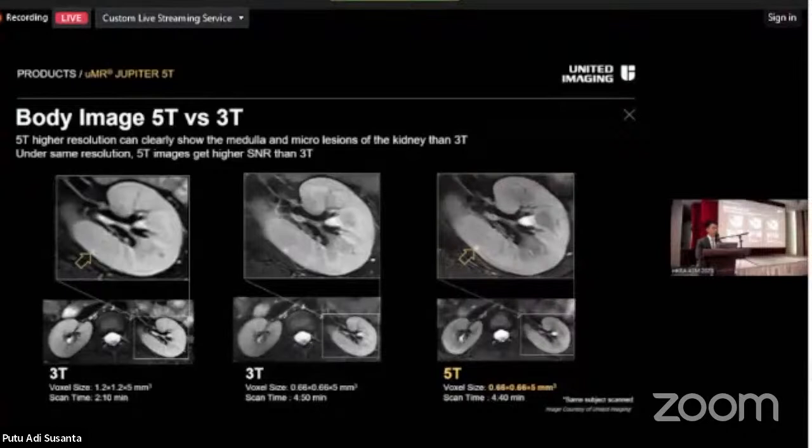If we perform the same examination, again on the same subject, at 5 Tesla, we can be very positive of the lesion because of the SNR gain, and the boundaries are more clearly visualized as well. So this is something that can be really helpful for these micro lesions across the body if we scan on the 5 Tesla.